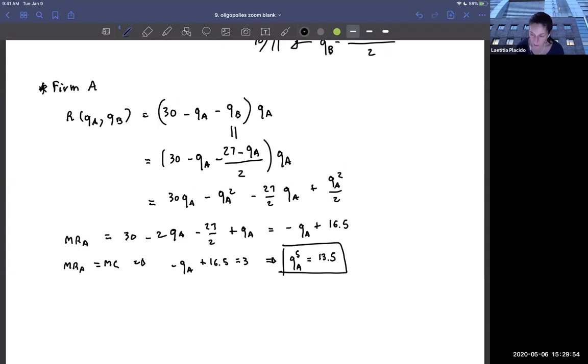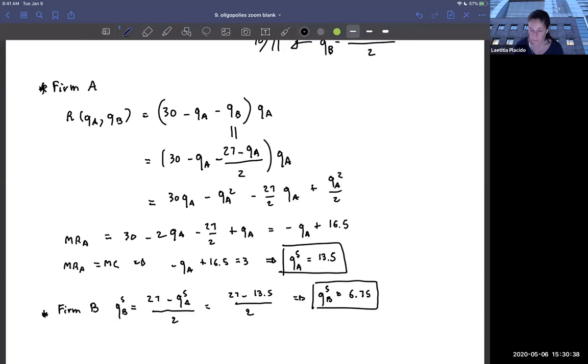All right. So we have the quantity produced by the leader. Now, how do we determine the quantity produced by the follower, firm B? Well, we already know that. Firm B is going to react to the quantity set by firm A like this: (27 minus QSA) divided by 2. So that's 27 minus 13.5, divided by 2, which gives QSB equals 6.75.